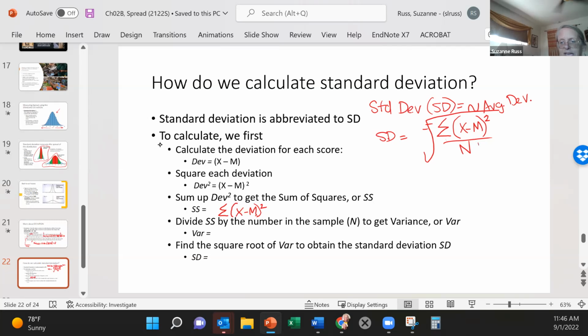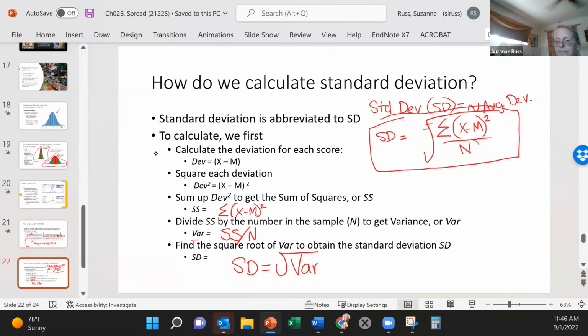Then we're going to divide by n, this step we looked at here. And we're going to get something we call the variance. And the variance is just the sum of squares divided by n. That's our variance. And then we take the square root of that for our standard deviation, which equals the square root of the variance. Those are the steps we're going to follow. And this is the formula in its complete form. But we're going to be using these steps, and so let's do an example now.